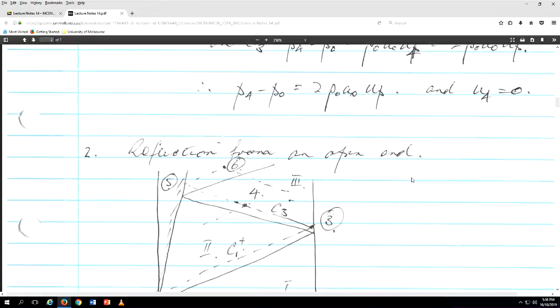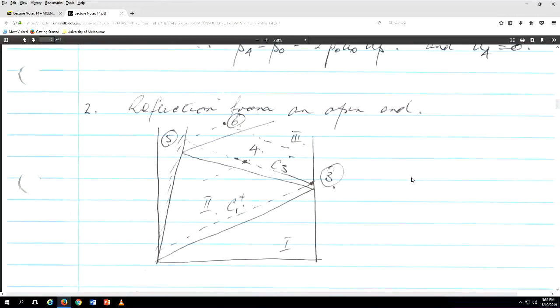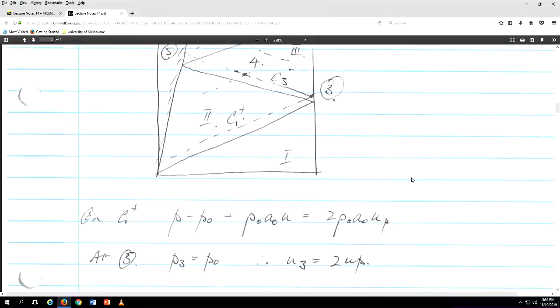So now let me look at reflection from an open end, and this was a great surprise to me when I first thought about it and worked it out for myself. So what happens at 3? Well, on the C1 plus, that'll be the same as in the other problem. P minus P0 plus rho naught A naught U is 2 rho naught A naught UP. We worked that out before from this intersection here of this velocity with the piston.